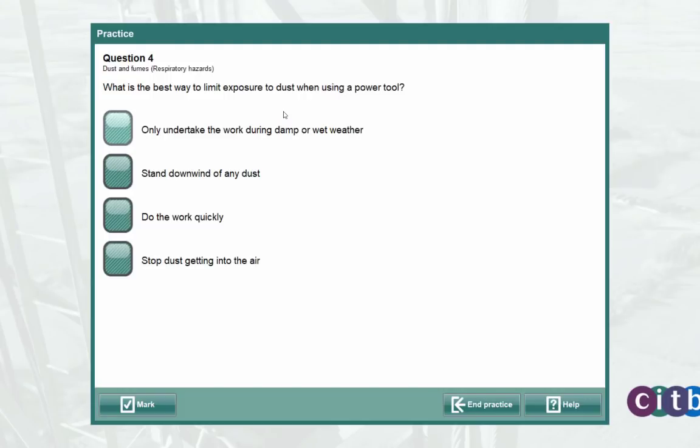What is the best way to limit exposure to dust when using a power tool? Only undertake the work during damp or wet weather. Stand downwind of any dust. Do the work quickly. Stop dust getting into the air.